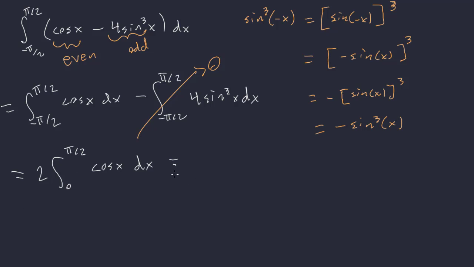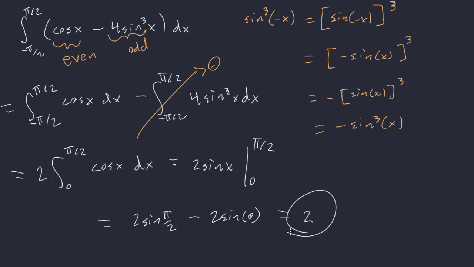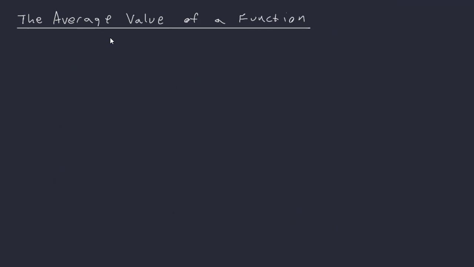Because the integral of cosine x is sine x. Well, I have a 2 there. And we'll evaluate this from 0 to pi/2. Right? So it'll be 2 sine of pi/2 minus 2 sine of 0. So sine of pi/2 is 1, so this will be 2 minus 0, or 2. There we go.